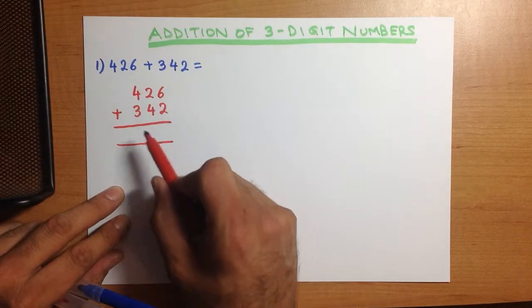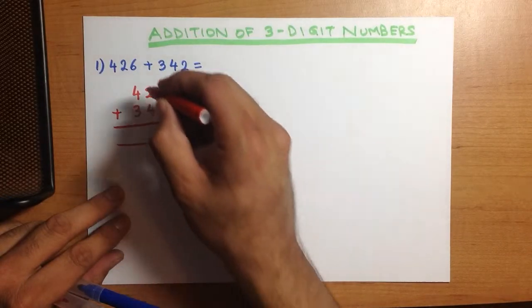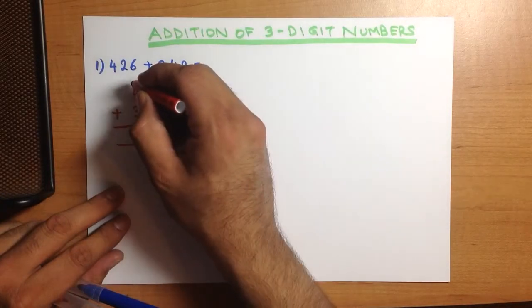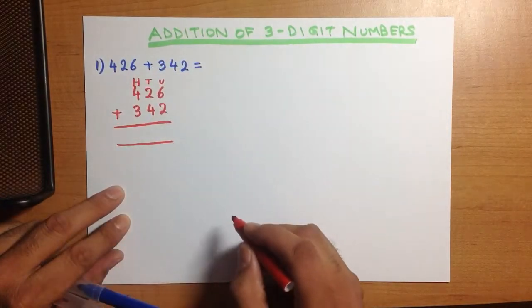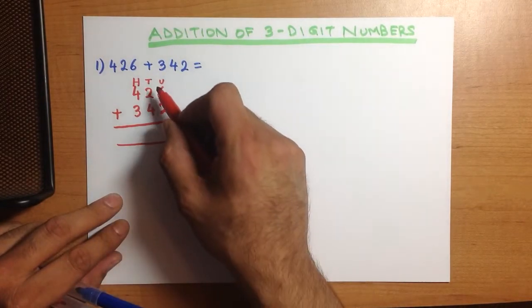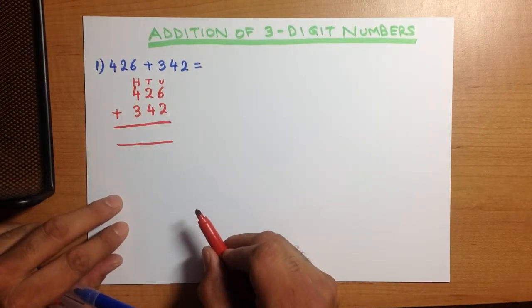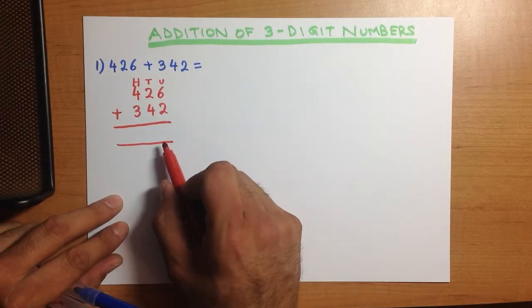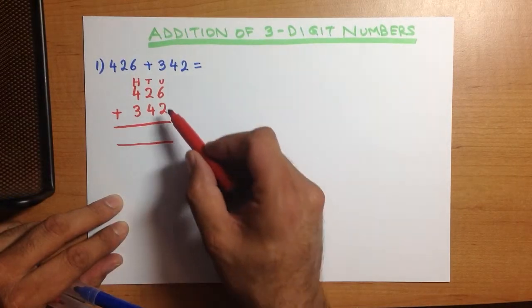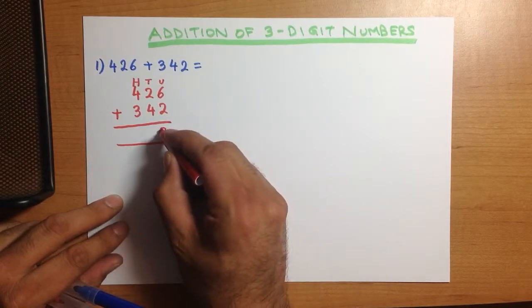We can label these columns with units on the right hand side. Remember, the one next to it is the tens column, and the one next to that is the hundreds column. Now remember, in the vertical format we simply add the numbers column by column. Let's begin by adding, as we always do, the column on the right hand side, the units column. What is 6 plus 2? That's right, it is 8.